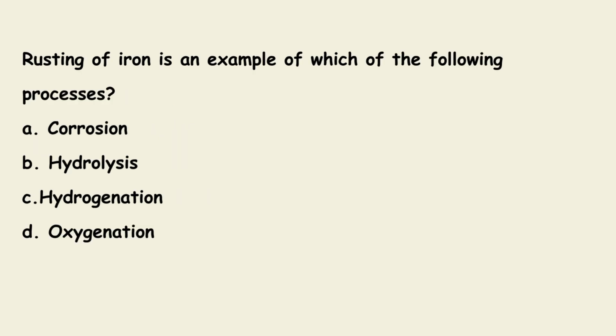Now the next question. Rusting of iron is an example of which of the following process? A. Corrosion, B. Hydrolysis, C. Hydrogenation, D. Oxygenation. The answer for this question is rusting of iron is an example of corrosion.